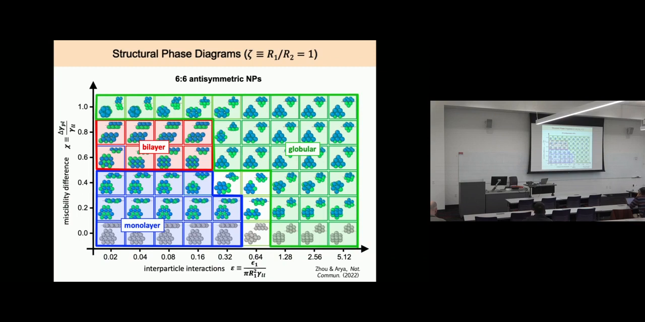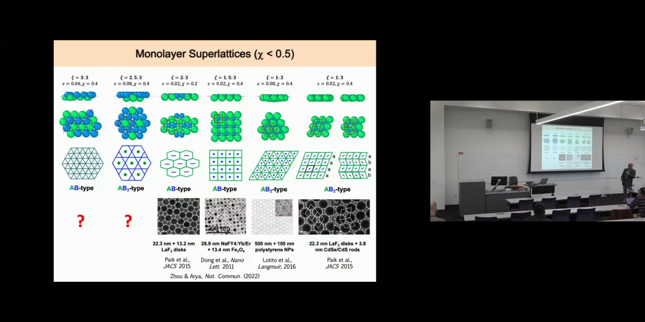The interesting stuff happens when your size ratio is not 1. Okay, now you start to get very new, interesting emergent phases. Okay, so these are basically the catalog of all the superlattices we got for monolayer superlattices when your chi parameter is still small. The 2 particles are very close to the interface, one on one side, the other one on the other side. Okay, so you start to form very interesting structures, and some of these actually have been reproduced experimentally already, well before us.